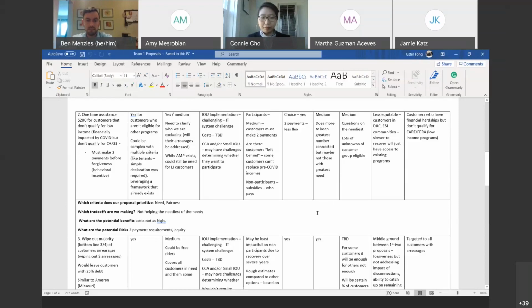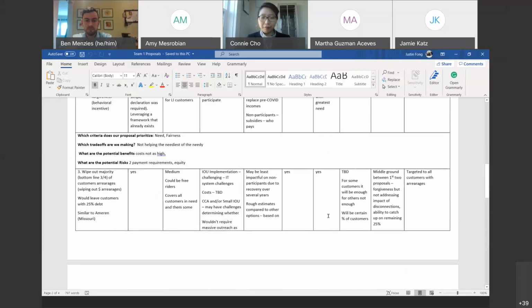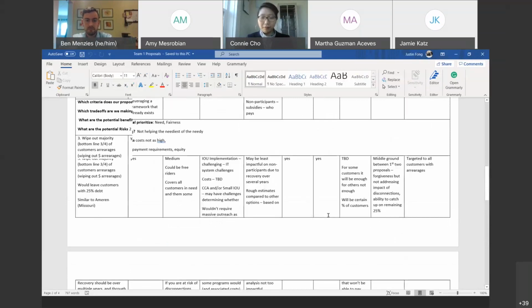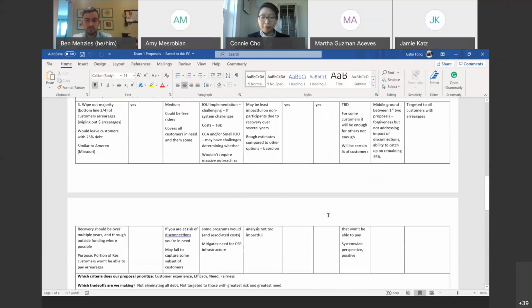And so the final proposal that we have would be to forgive 3/4 of all customer arrears, regardless of income and regardless of a demonstrated COVID impact. And recovery of this could be over multiple years and through outside funding when possible. We agree that this proposal prioritizes customer experience, efficacy, customer need, and fairness.